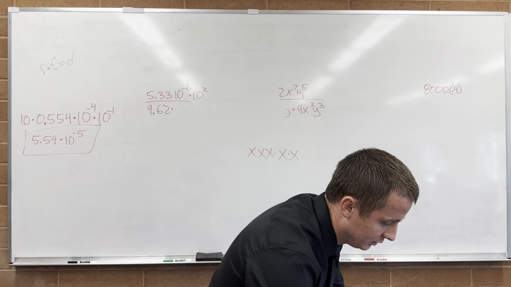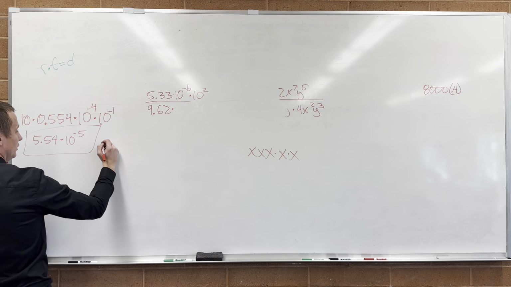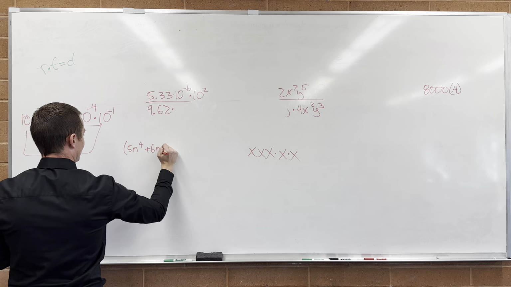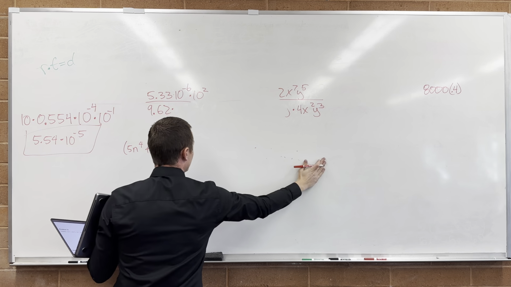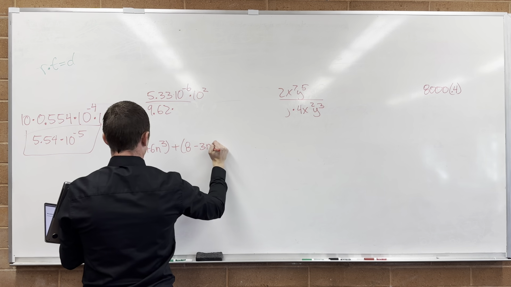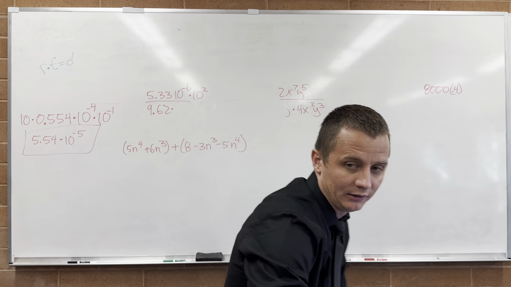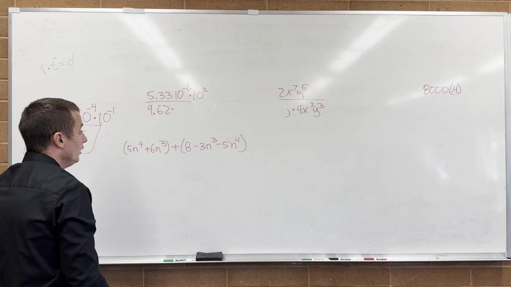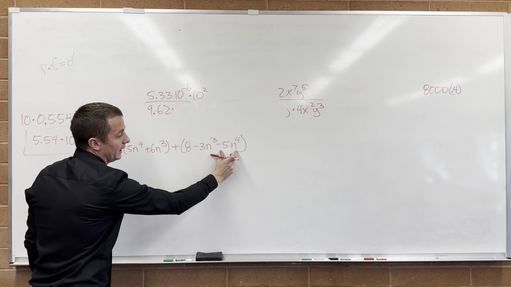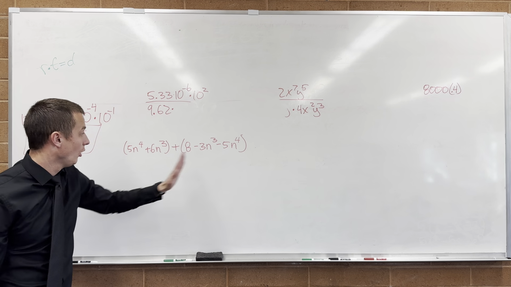Problem 32. Simplify. This one just looks like a collect like terms scenario. So we have 5n to the 4 plus 6n cubed, all plus 8 minus 3n cubed minus 5n to the 4. For this we're just collecting like terms. So I have 5n to the 4, and I have minus 5n to the 4. How many n's to the 4 do I have when it's all said and done? 0. They perfectly cancel out. So all my n's to the 4 cancel out.